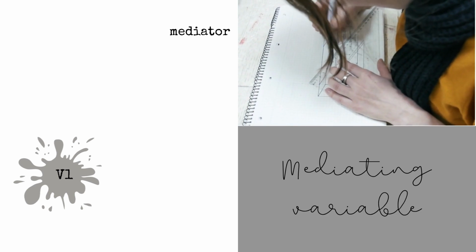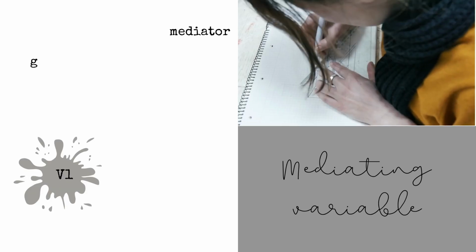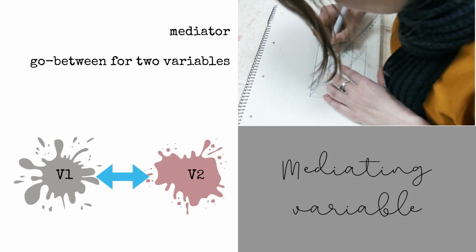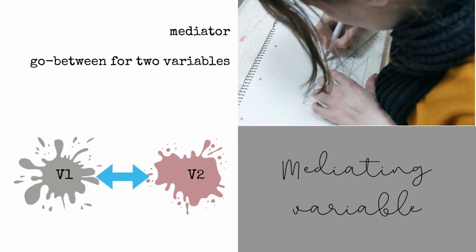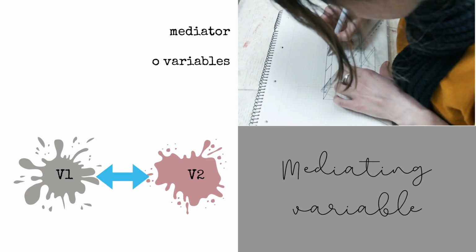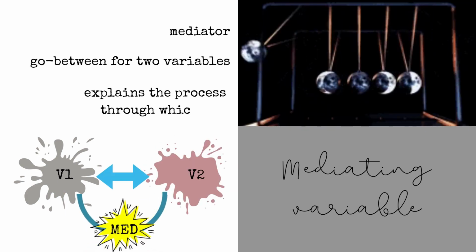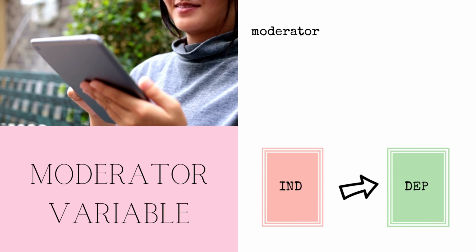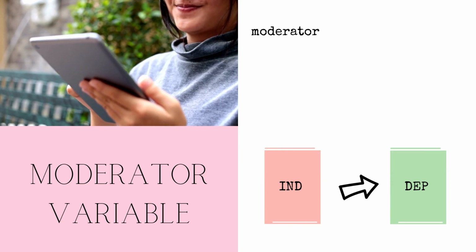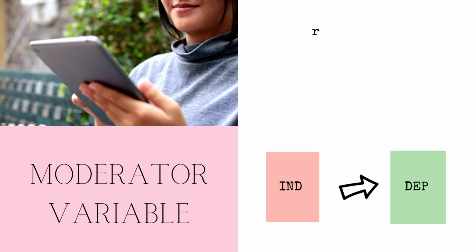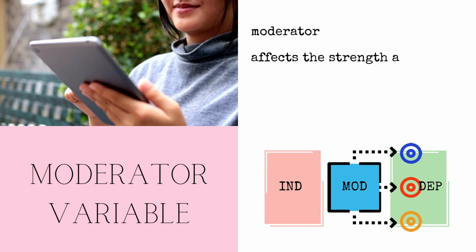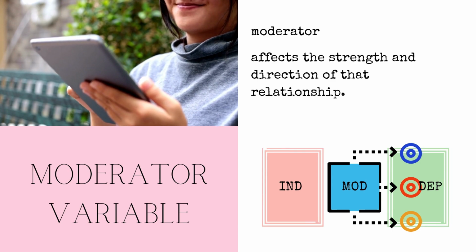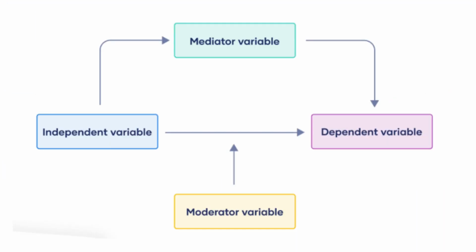Let us describe the role of mediating variables, or the mediator. It explains the relation between the independent variable as the predictor and the dependent variable as the criterion variable. It explains how or why there is a relation between two variables. Moderator variables act upon the relationship between two variables and change its direction or strength. It affects the strength and the direction of the relationship between the independent variable and the dependent variable.